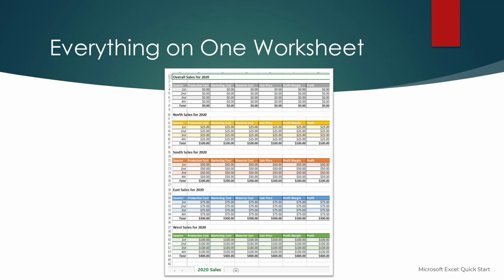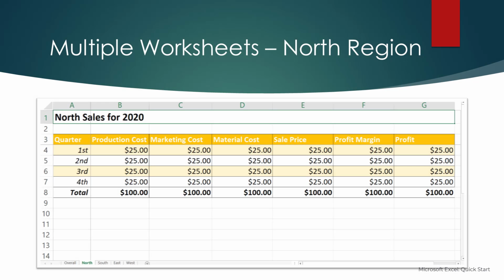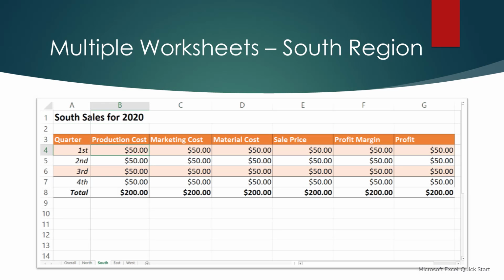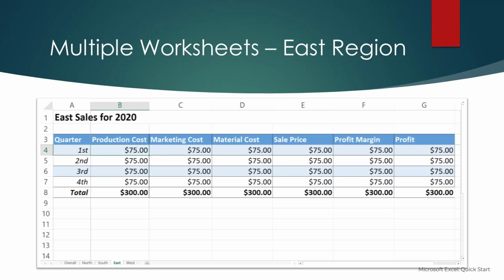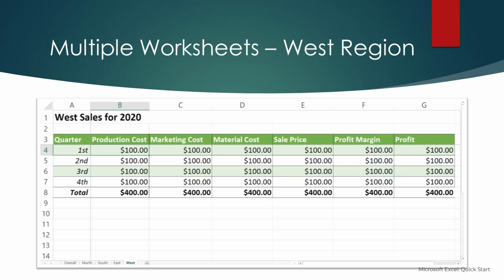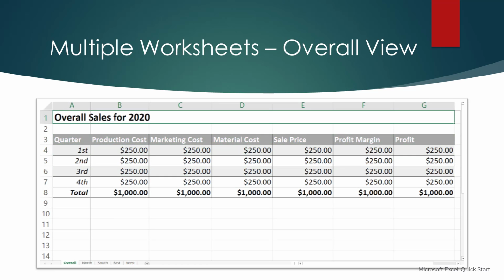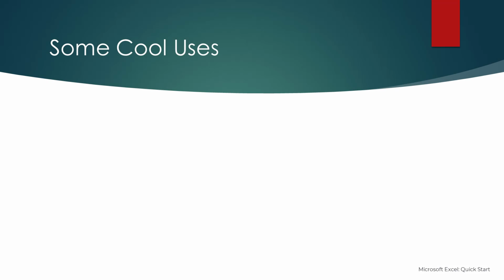So to organize this data better, you could split it up so that each region's data was on its own worksheet. And to make your workbook even more valuable, you could create an overall worksheet that summarized all of the region's data to show the big picture. Each of these images shows you how much easier it is to read the details when you're looking at just one region's data. There's some cool things you can do when working with multiple worksheets.